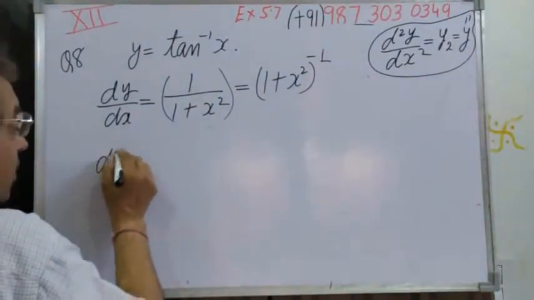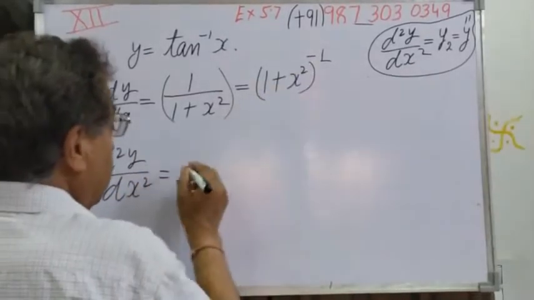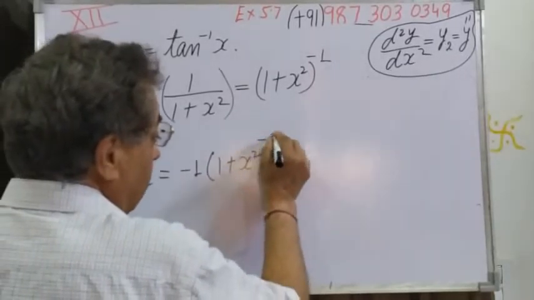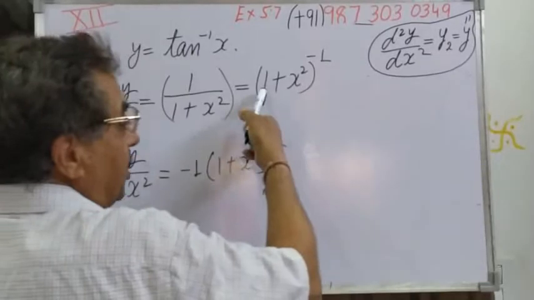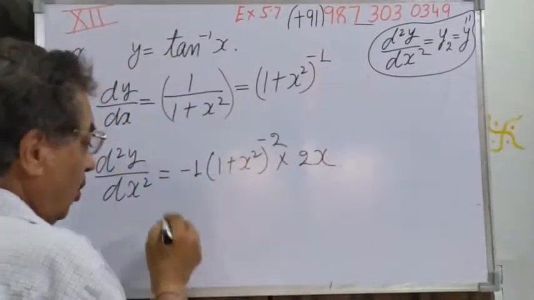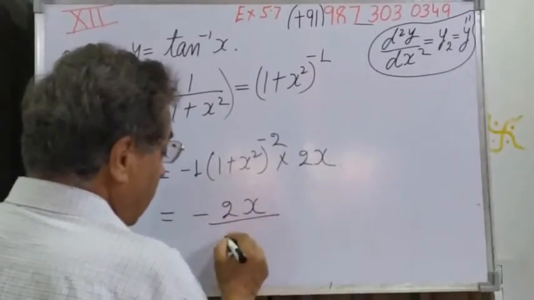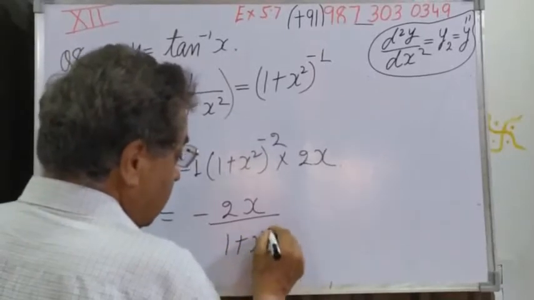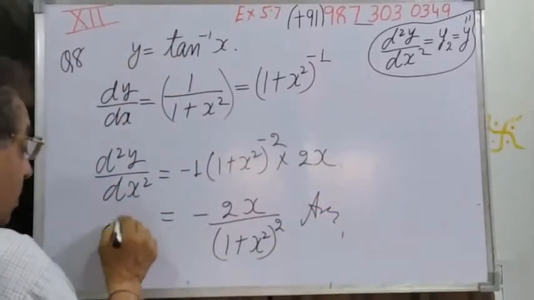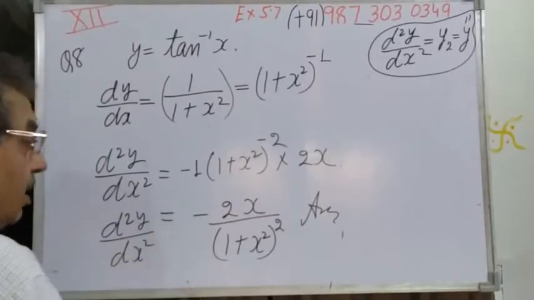Now it is easy to differentiate a second time. d2y by dx square is equal to minus (1 plus x square) to power minus 2, and according to the chain rule, the derivative of 1 plus x square gives us 2x. So the overall answer comes to be minus 2x divided by (1 plus x square) whole squared. So this is our second derivative of tan inverse x.